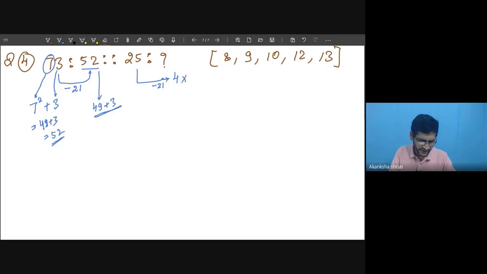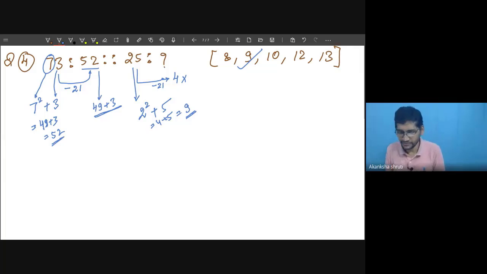It's so simple. So think, this 25 means 2 square plus 5. 2 square is 4, plus 5. Yes, 9 is in the option. So 9 is the correct answer. Okay, it was so simple. So this way we need to think.